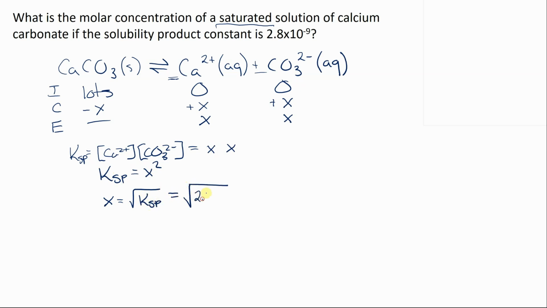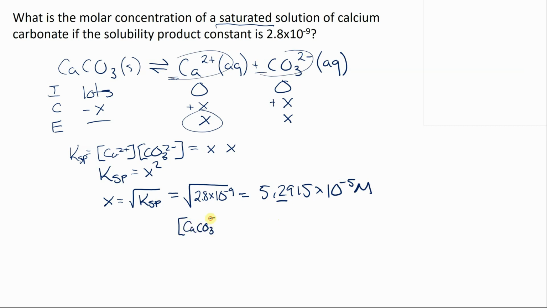or the square root of 2.8 times 10 to the negative 9, or 5.2915 times 10 to the negative 5 molar. And again, this should be two significant figures. So X, which is the concentration of calcium, or the concentration of carbonate, or the concentration of calcium carbonate together, will be equal to 5.3 times 10 to the negative 5 molar.